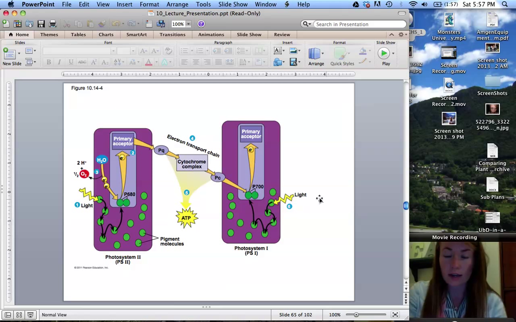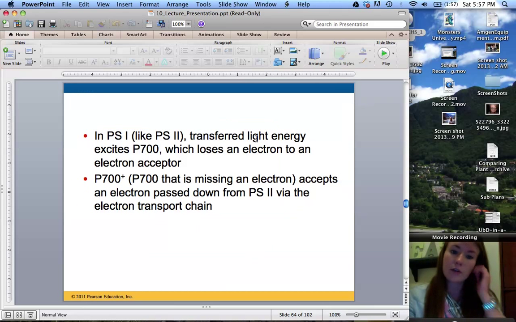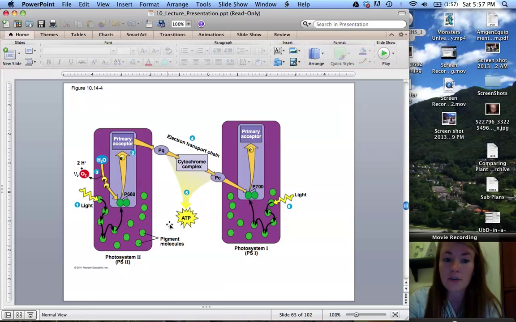So, another photon hits, bounces energy around until it hits P700, then P700 gives away its electrons to the primary electron acceptor of photosystem 1. And so, how this is different is that in photosystem 2, P680 got its electrons from water. In photosystem 1, P700 gets its electrons from the electron transport chain, from photosystem 2. So that's the difference between the two of them.